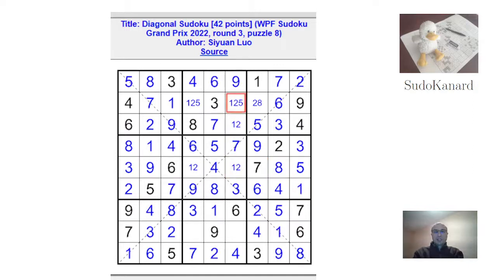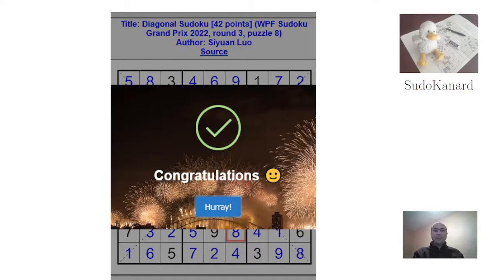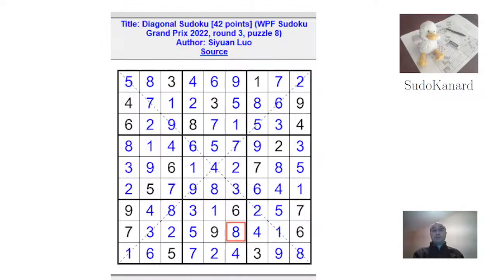1 and 2 pair here, so that's a 5. This is 8. That has to be 2. 1, 2, 1. And then we get a 5 and an 8. That's it. So this was very well put together as well, the whole round.